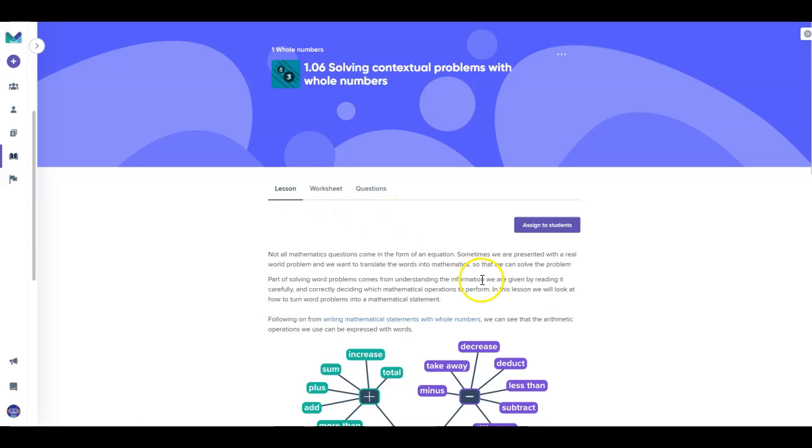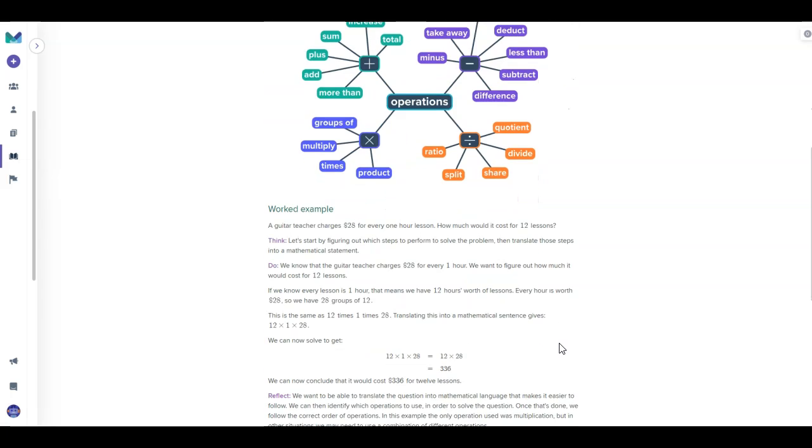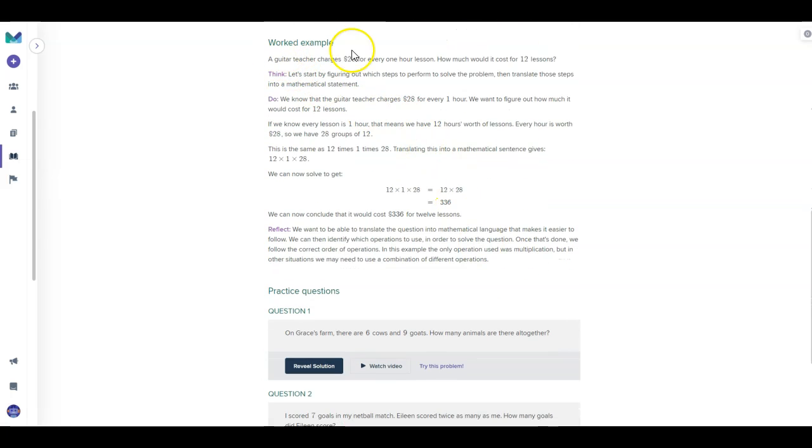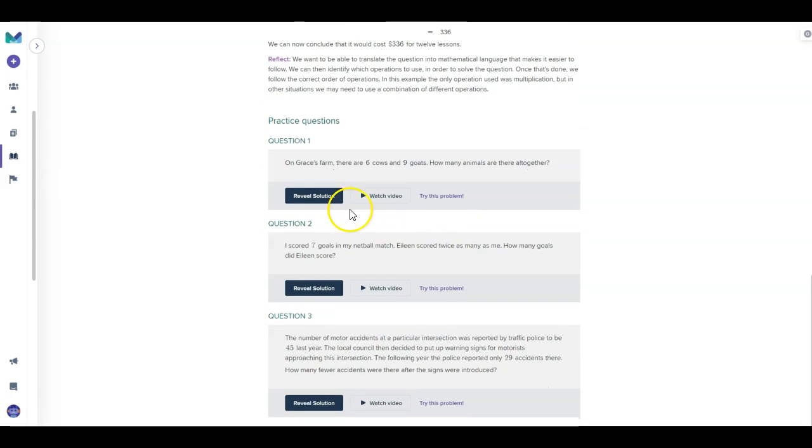So looking at the lesson, here we go. We can again see this tree of operation and words that mean those operations that we saw in the last section. So again, if you haven't got a copy of this or a similar list, you might like to do so because they're going to be really useful. So we're going to scroll down a bit further and we won't go through this worked example. You can have a look at that yourself if you'd like to. We're going to jump straight down and have a look at the 3 sample questions that they provided at the end. So let's have a look at the first question.